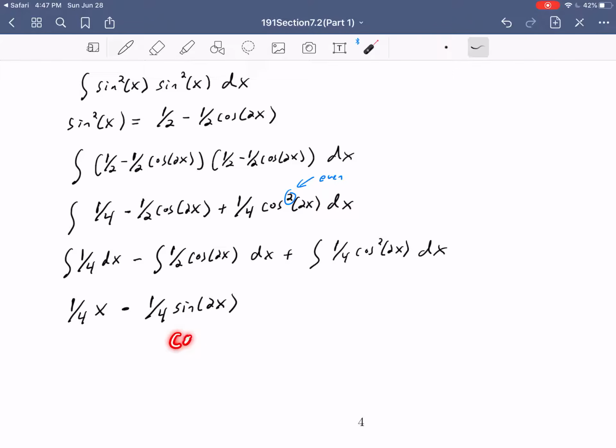If you want, you can check by differentiating this using the chain rule. The derivative of sine is cosine. The derivative of that 2x is going to be 2. The 2 comes out, mixes with the 1/4. That's what gives us our 1/2. So there we go. And what about this?